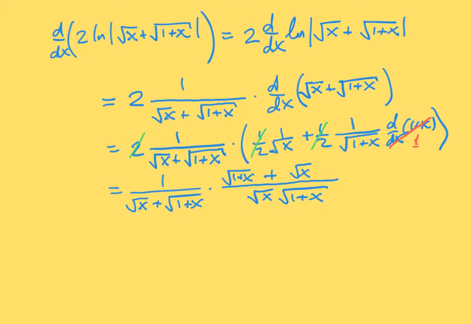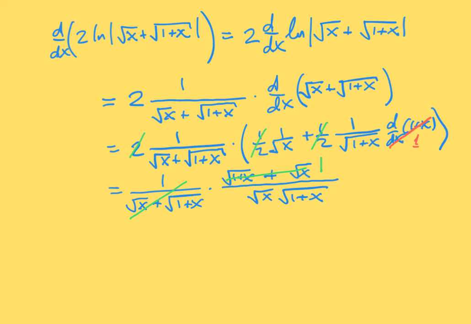And now when we look at this, we are, I hope, ecstatic, because this factor here is going to cancel with this factor here. Because here we have root x plus root of 1 plus x, and here we have the sum of the same two terms. It's written in a different order, but that doesn't mean anything. This and this are the same thing, and they are going to cancel. So our numerator is 1.